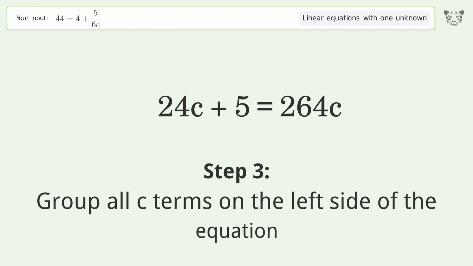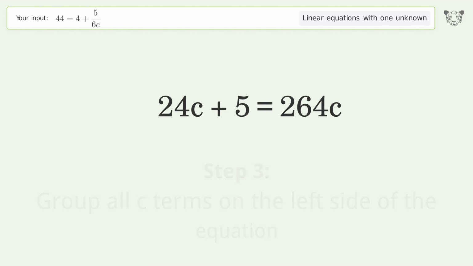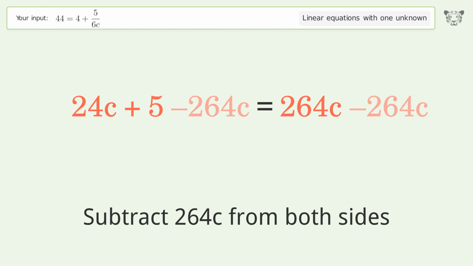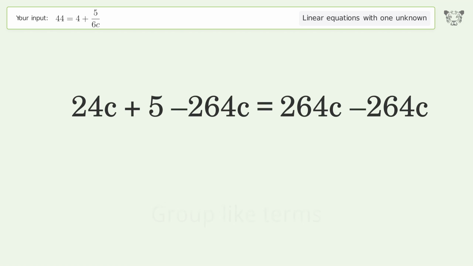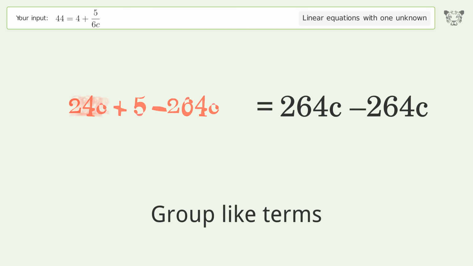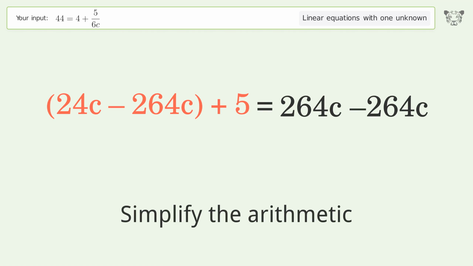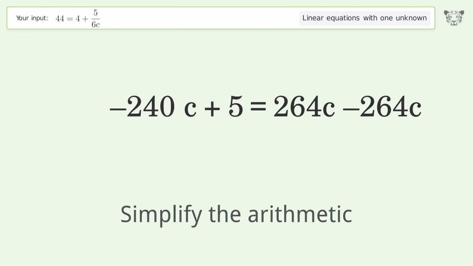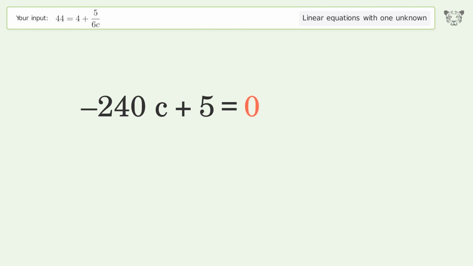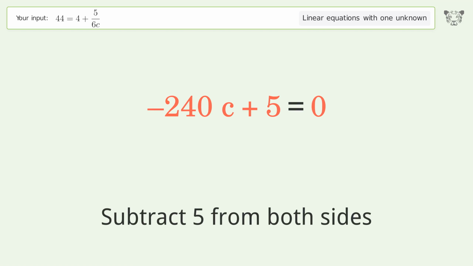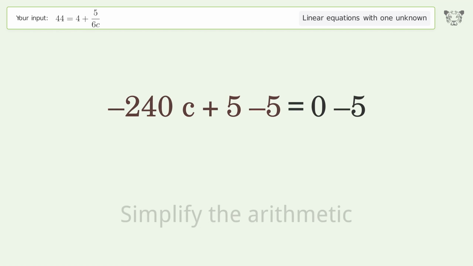Group all c terms on the left side of the equation. Subtract 264c from both sides. Group like terms. Simplify the arithmetic. Group all constants on the right side of the equation. Subtract 5 from both sides. Simplify the arithmetic.